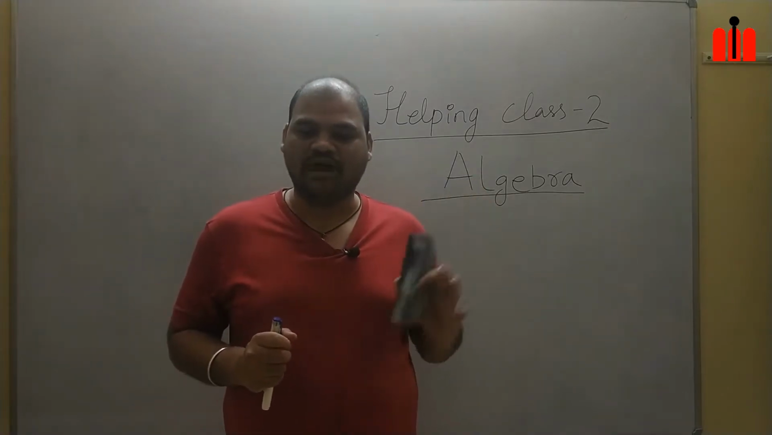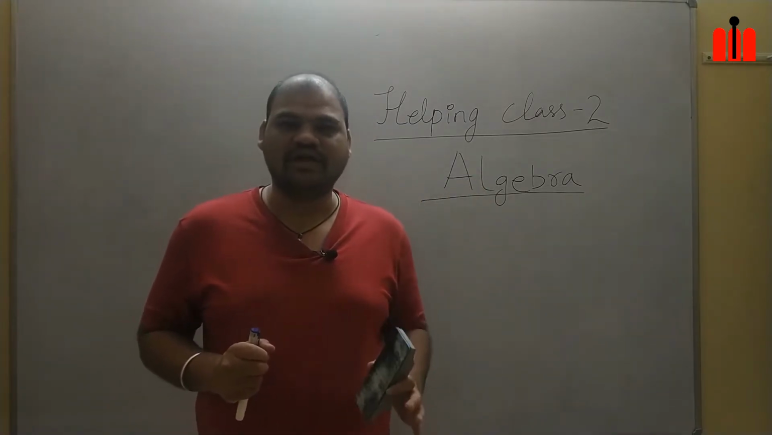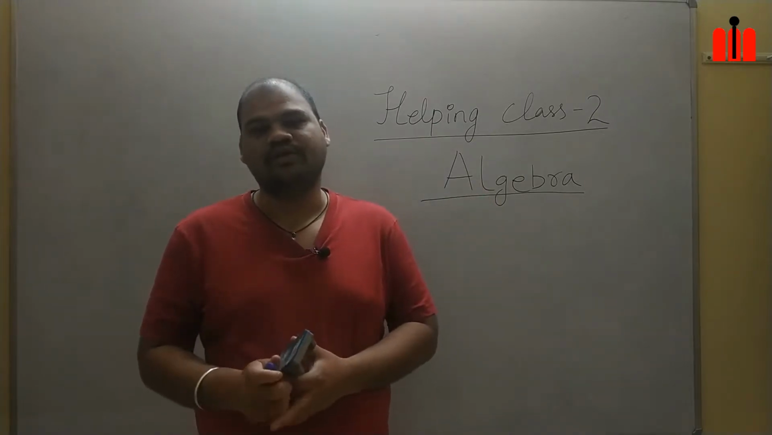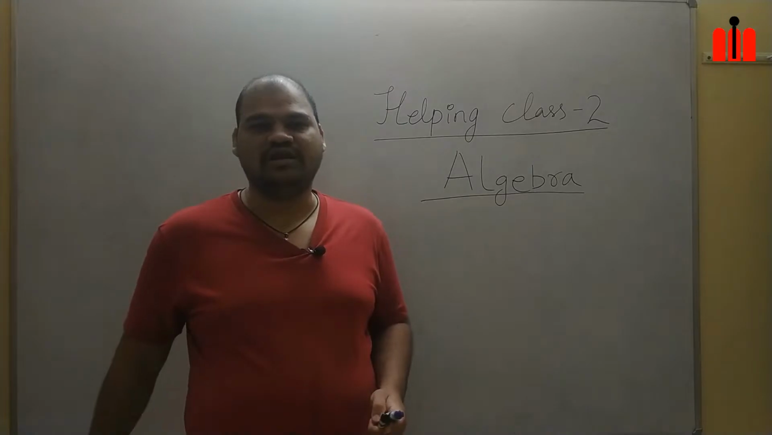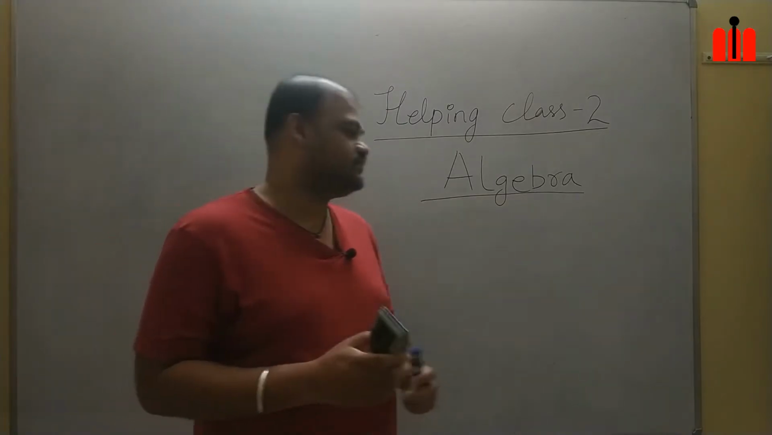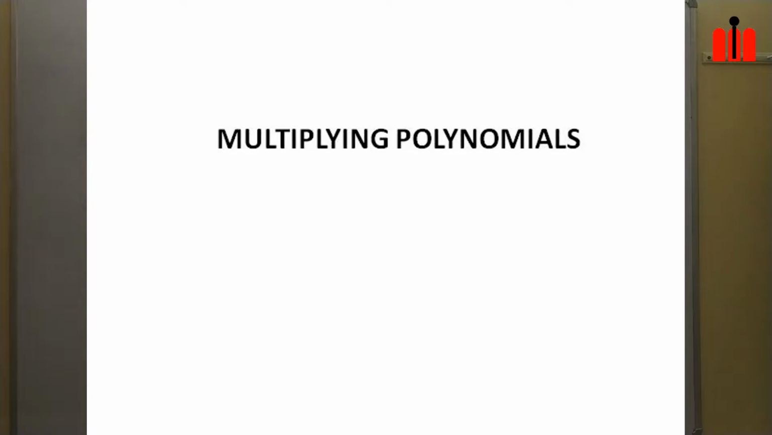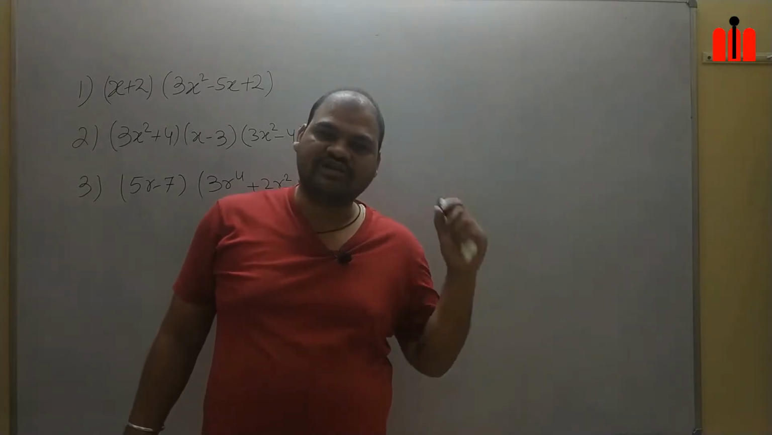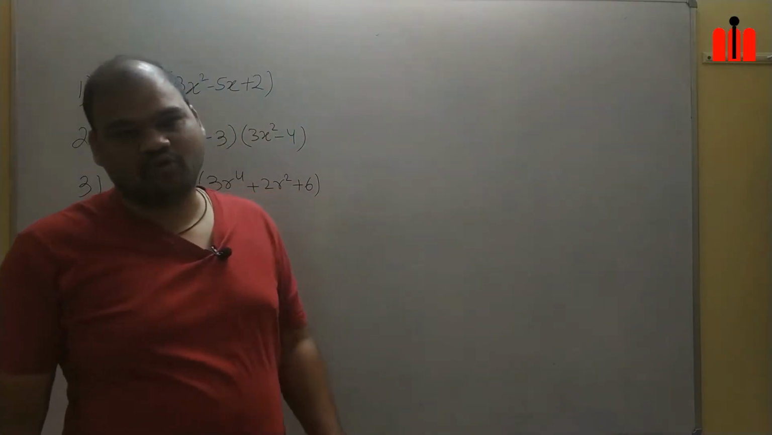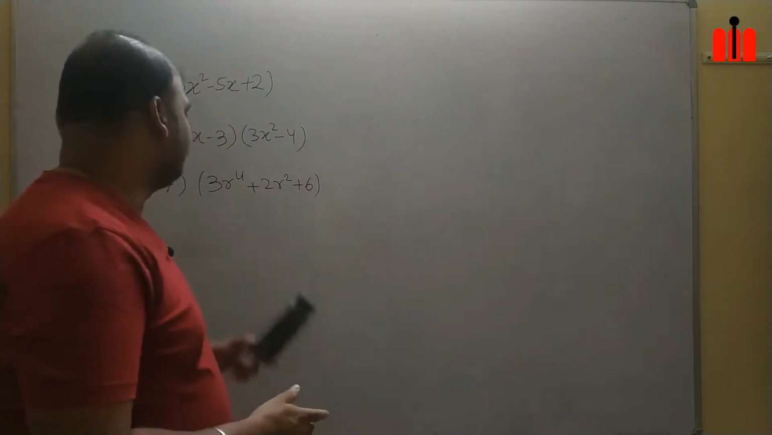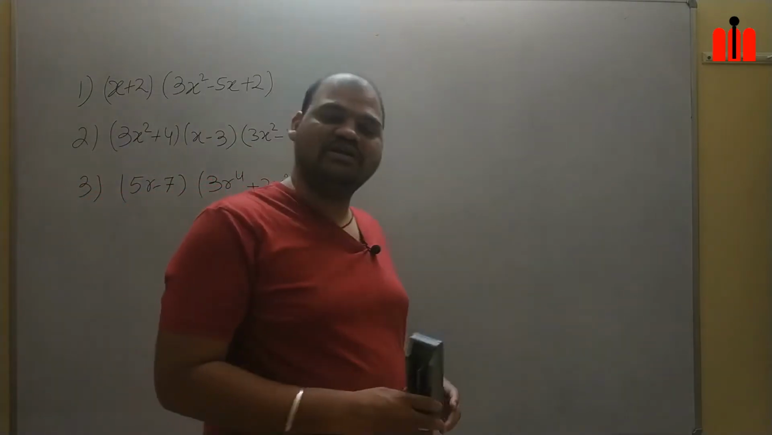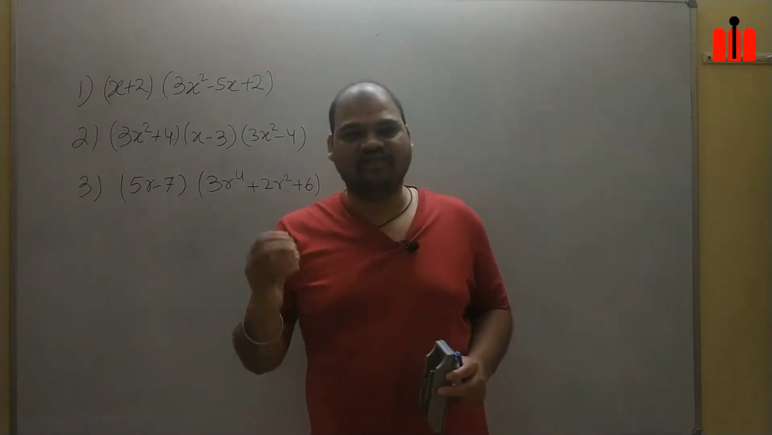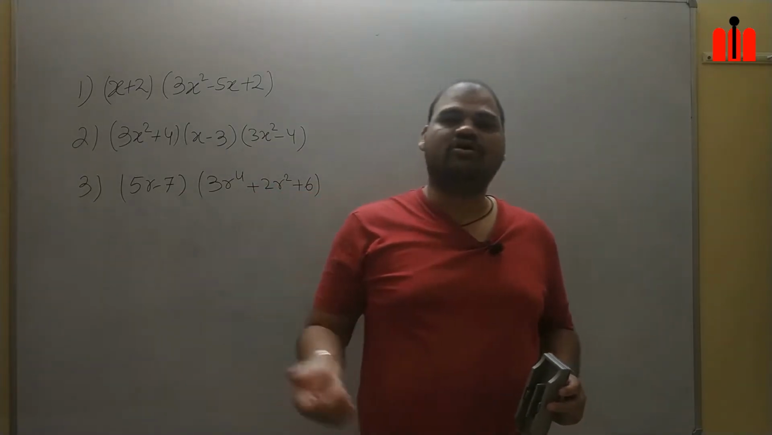Now today it is part 2 of the algebra. So this is helping class 2. With this introduction, let's get started with today's class. Let's move on to the first section, multiplying the polynomials. What is a polynomial? A polynomial has a variable and it will have more terms.